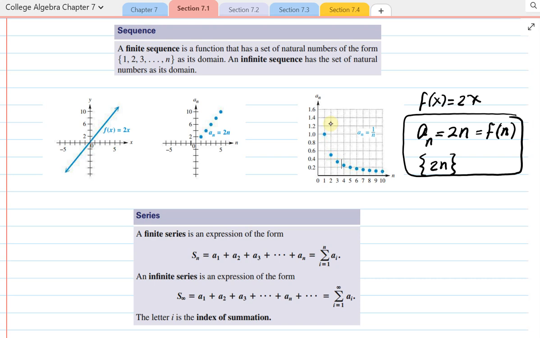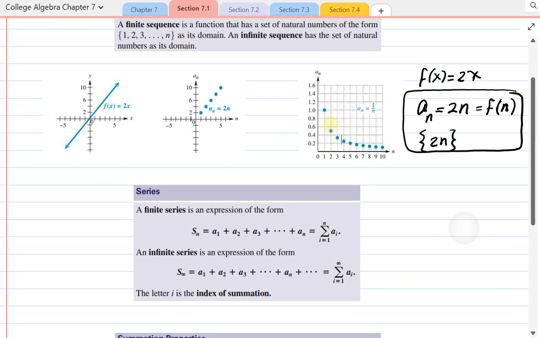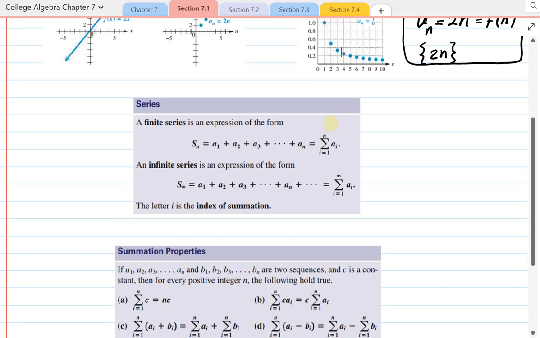Now, anytime we add up the terms of a sequence, the result's going to be a series. So let me hold off on the series here until we actually look at some examples of sequences first.